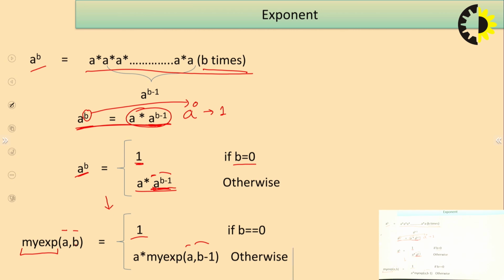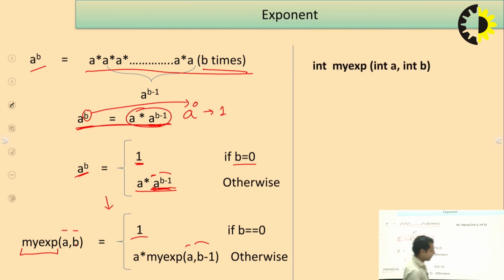Now convert this into the coding. Design the recursive function, simply my exp, the name we have given. It has two parameters: first is the base, that is a, integer type, and the exponent is b, that is integer type. After calculating a power b, this will return the integer value.